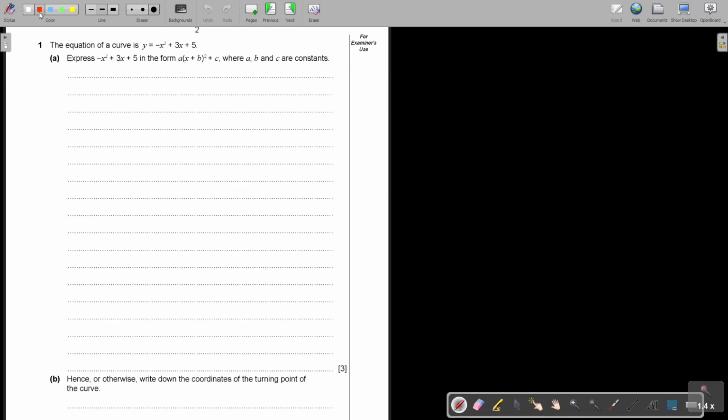If I look at this, there's the equation of the curve. Express this in the form given, where a, b, and c are constants. So it's actually just that negative. It's completing the square of an expression. And where will I find this in the textbook? Remember, what I'm doing different this year, I'm not taking out the textbook and showing you. I'm just referring to the textbook.